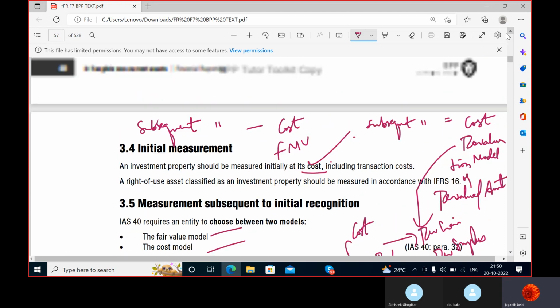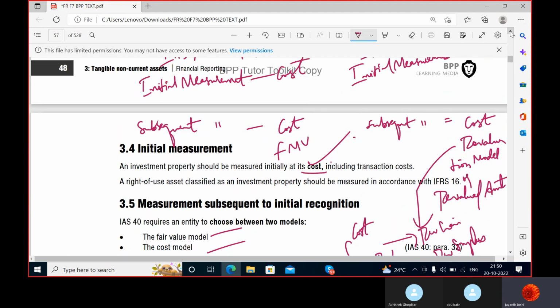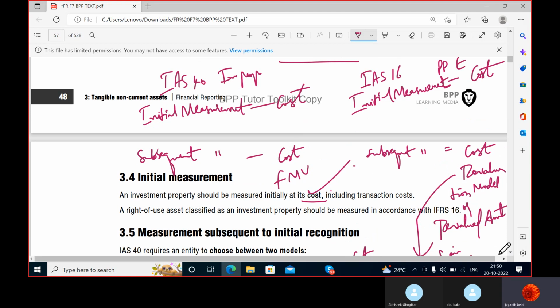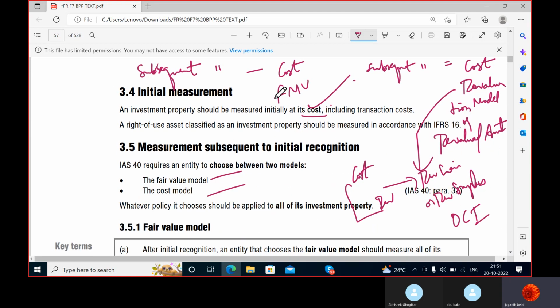When it comes to IAS 40, the subsequent measurement is at the fair market value model. That means whatever the difference between the cost and the fair market value of the asset, because now we'll be showing the investment property at fair market value. That means we expect the value to be a higher one. If the fair market value is less than cost, then it's an impairment loss. So that's a secondary matter. But if the value is more than cost, then definitely it's also a kind of gain.